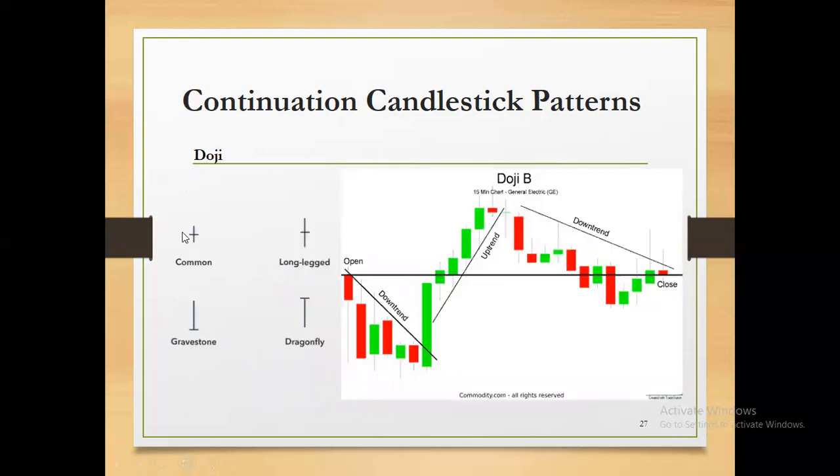It's like this. So you either see it this way or like this. This one is common, this is a gravestone, this is long-legged, and this is a dragonfly. So you either see it like this, like this, like this, or like this in the trend. Look at it here. After this, we now have the doji, and we saw a downtrend. This shows us that the trend is reversing, and this came up. So this can give you hope that the reversal will continue, and that was how it went.